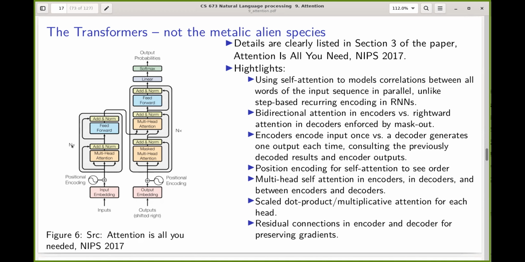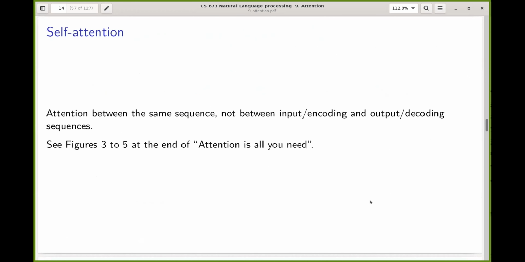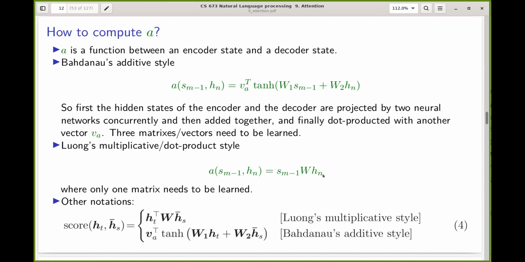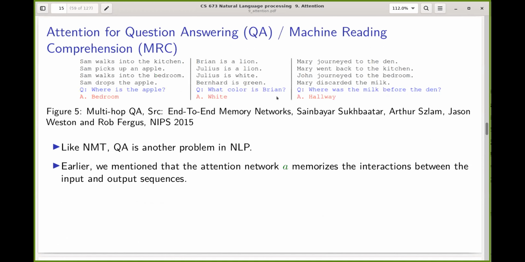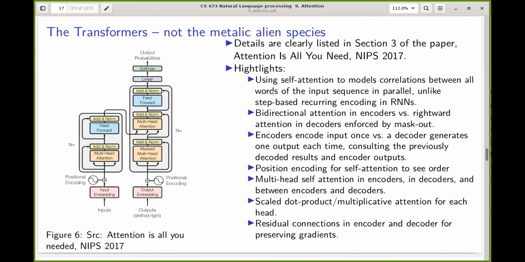And when they do the attention, they use the multiplicative attention rather than the additive attention. Which means that we will use this attention model approach, this one, okay? This multiplicative attention rather than this additive attention. All right. So that's pretty much the highlights of this transformer architecture.